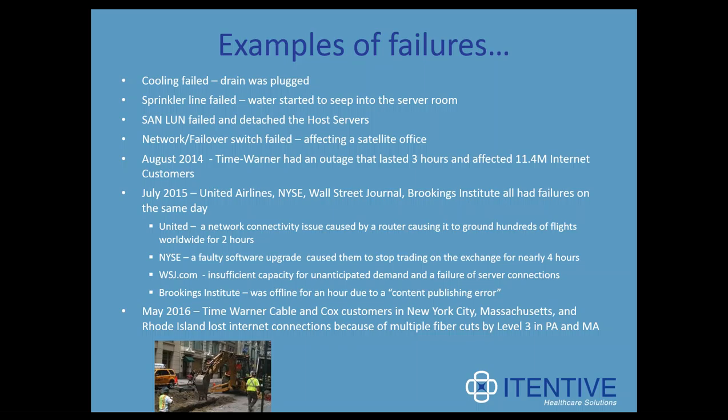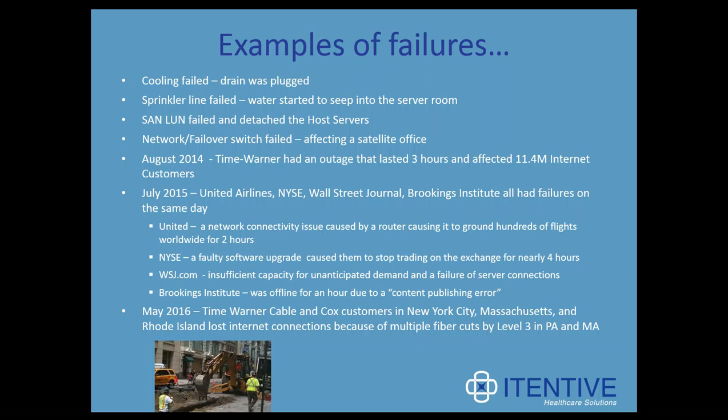The Wall Street Journal website had an unusually high number of people coming into their website, and they weren't prepared for it from a capacity standpoint, so they had a failure because of too many people coming in. And then the Brookings Institute was offline that same day for an hour due to a content publishing error. The point of this is that if you look at United Airlines, the New York Stock Exchange, the Wall Street Journal, Brookings Institute, they're all built for 24/7, 365 days a week uptime.